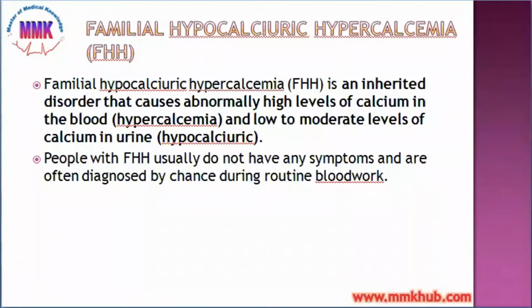Now, the familial hypocalciuric hypercalcemia. It is an inherited disorder that causes an abnormally high level of serum calcium in the blood and a low level of calcium in the urine. People with familial hypocalciuric hypercalcemia usually do not have any symptoms, and the finding is incidental. You investigate for some other problem, and the results show the picture of FHH.